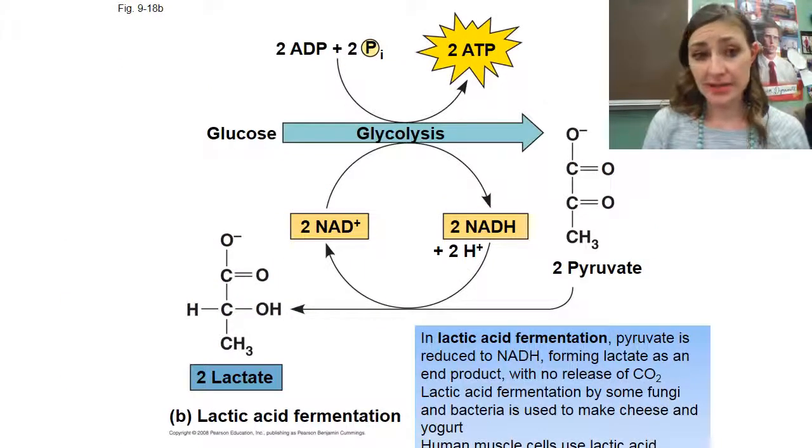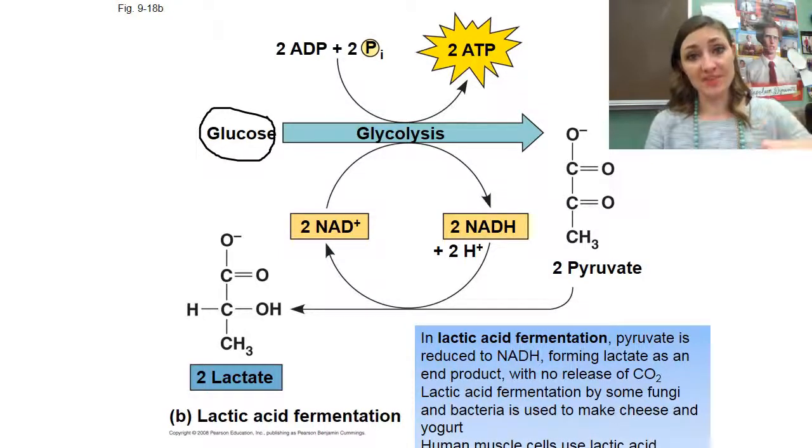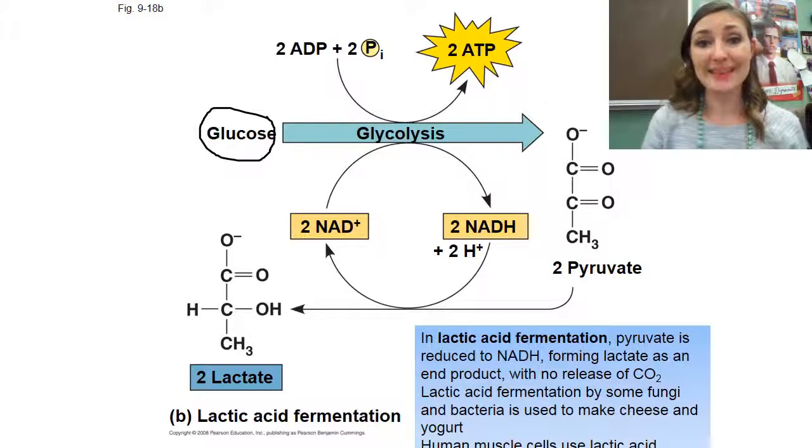So here's what it looks like. Glucose is broken down to 2 pyruvates through glycolysis. We form a net of 2 ATP. 2 ATP are invested and 4 paid off for a net of 2 ATP gain. The 2 pyruvates are converted into 2 lactate. That's where your lactic acid fermentation comes from.